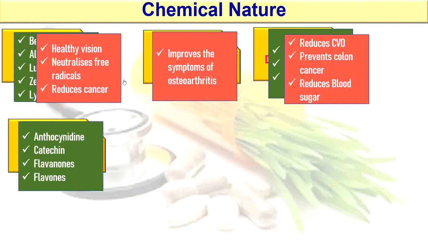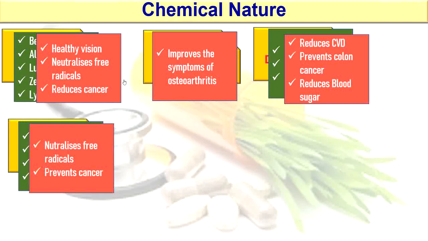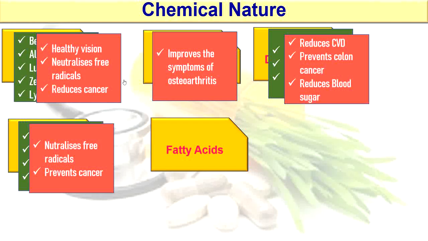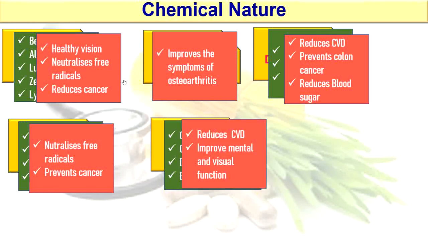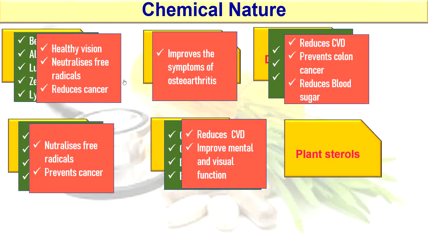And when you say flavonoids, anthocyanidin, catechin, flavones come under flavonoids. It helps to neutralize free radicals and it prevents cancer. And when you say fatty acids, we can say omega-3 fatty acid, CLA, DHA, EPA. All these fatty acids reduce CVD, and improve mental and visual functions.